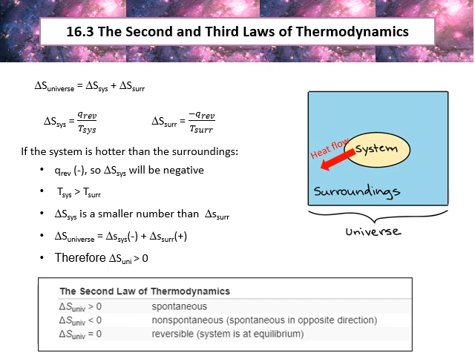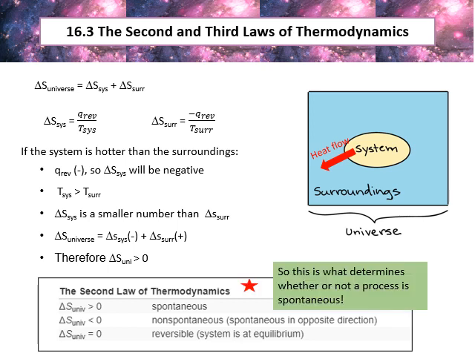The second law of thermodynamics states that for any spontaneous process, the delta S of the universe must be greater than 0. If the delta S universe for any process is negative, that process will not be spontaneous, and in fact will be spontaneous in the reverse direction. When the delta S universe is equal to 0, there is no net change and the system is at equilibrium. The second law of thermodynamics states that the entropy of the universe is the quantity that will determine whether a process will be spontaneous or not.